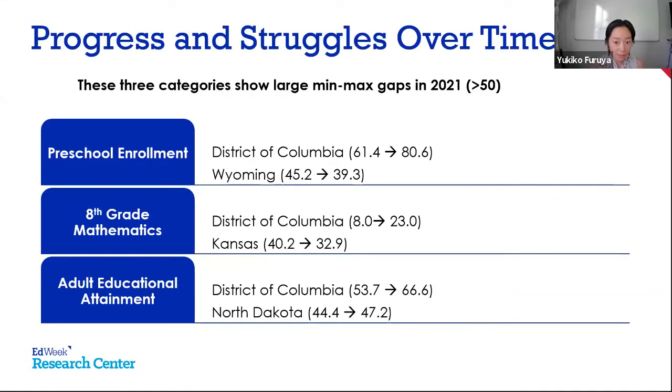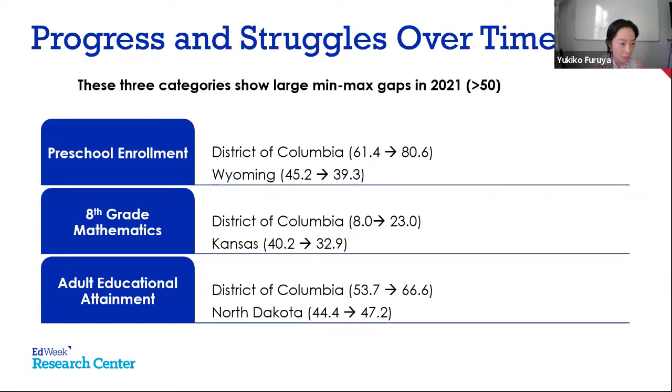And next, these 3 categories show large minimum max gaps, which means that all states struggle compared to other indicators. Yet some states showed significant improvement compared to others. Again, states in the upper part of each cell showed the largest improvement since 2008, and those in the lower part of each cell showed the smallest or negative improvement over time.